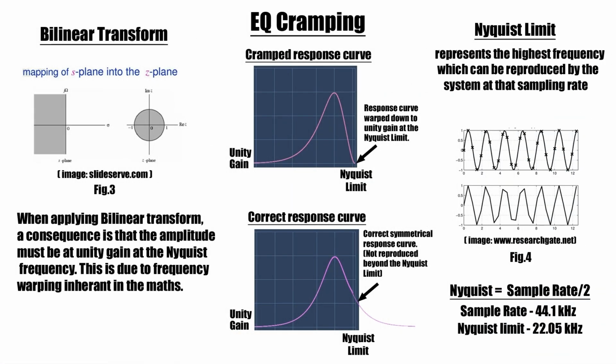EQ cramping arises from the fundamental mathematics used for symmetrical bell-shaped curves, known as bilinear transform. When mapping an analog filter into the digital domain, the amplitude must be at unity gain at the Nyquist frequency. This is known as frequency warping. Bilinear transform works well across most of the frequency spectrum, but causes issues near the Nyquist limit.